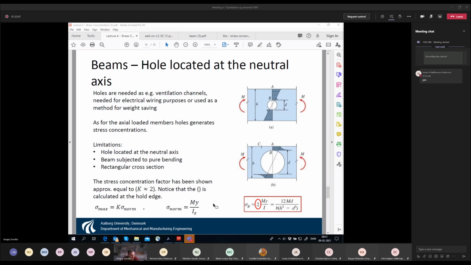The nominal stress in both cases is calculated by this. So they have a moment multiplied by the distance and divided by the moment of inertia. No questions?